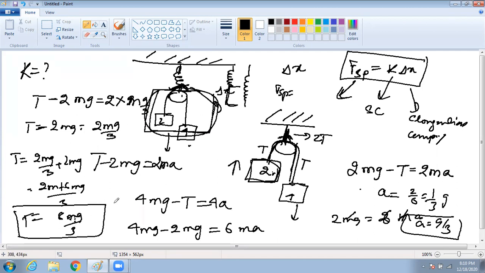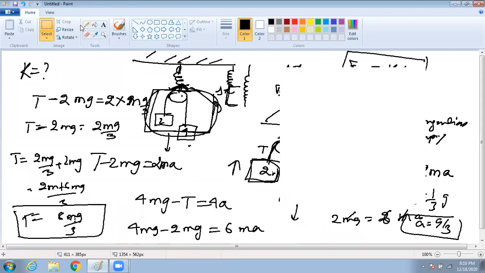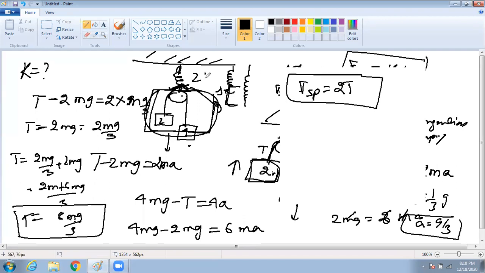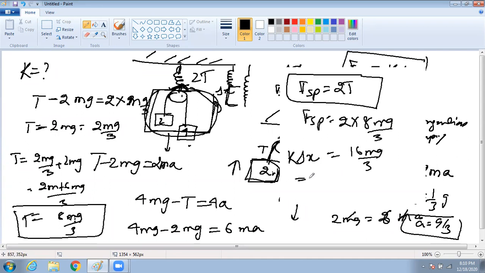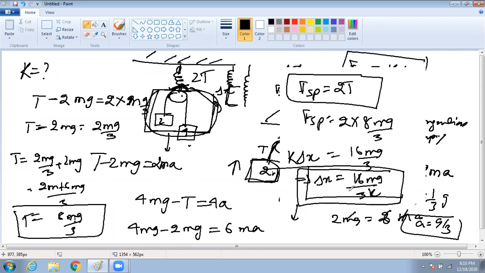8mg by 3. That means F_sp is equal to what? No, 2T. This is the 2T. So your F_sp will be equal to 2 into 8mg by 3, that is 16mg by 3. So F_sp is K into delta x, and we have to find delta x. Then delta x will be 16mg by 3K. Everybody clear? Yes, sir.